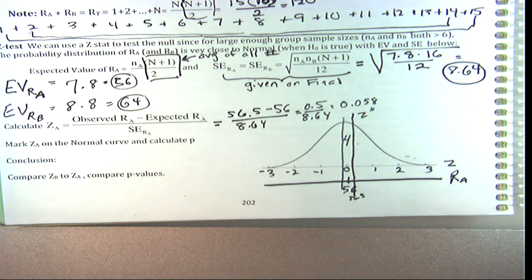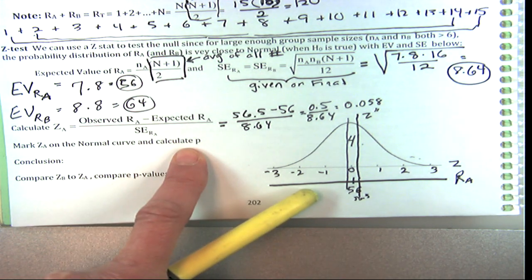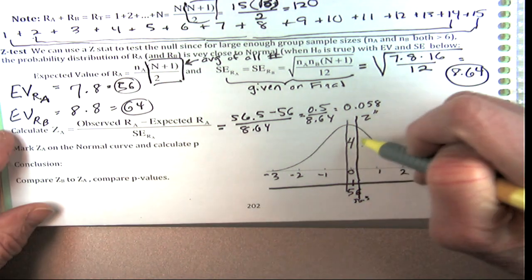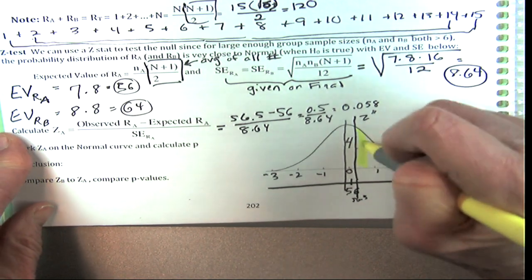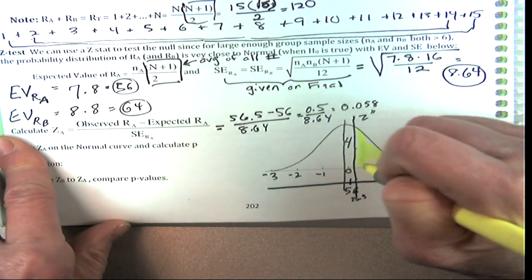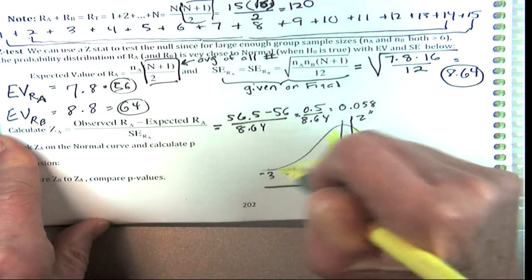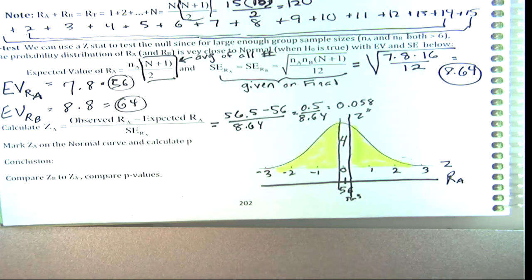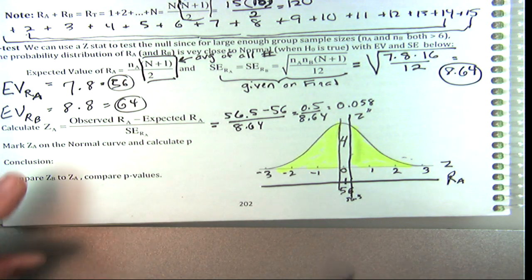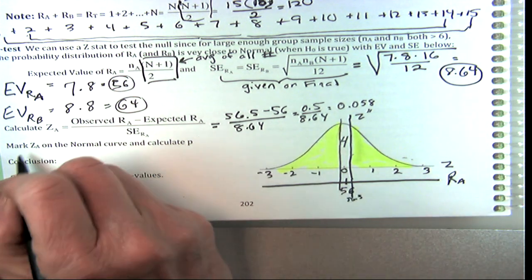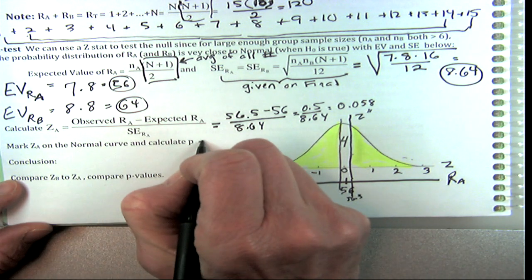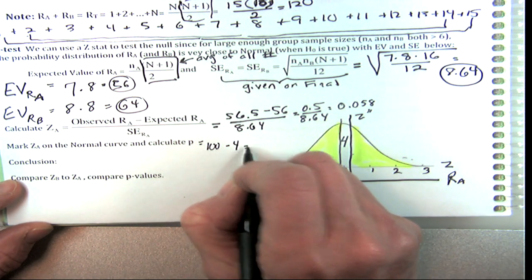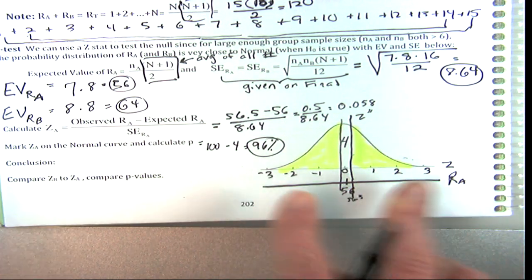And so what's our p-value? Well, we didn't expect form A to be any harder or easier, so it's a two-sided test. So look at this giant p-value. It's about the biggest we've ever seen. This is so consistent with the null. So our p is equal to 100 minus 4%, which is 96%. That's huge.